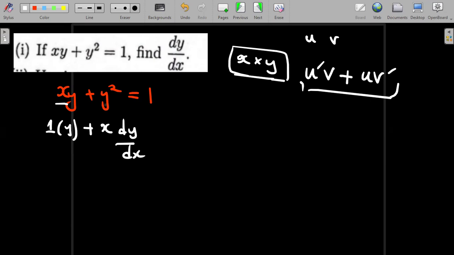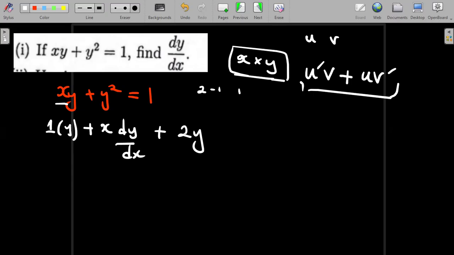Then the following part, you have to differentiate again. So now here we just use the power rule. So we say the 2 will drop, then you have y. So y to the power 2 minus 1, you just have 1. You remain like this.